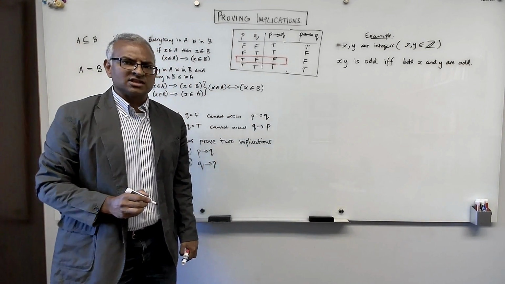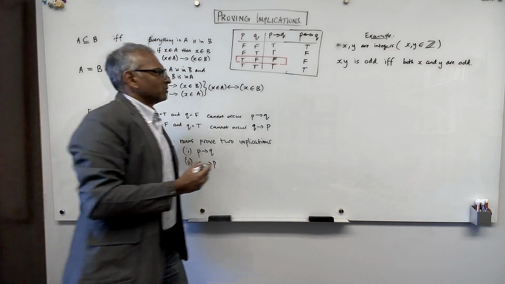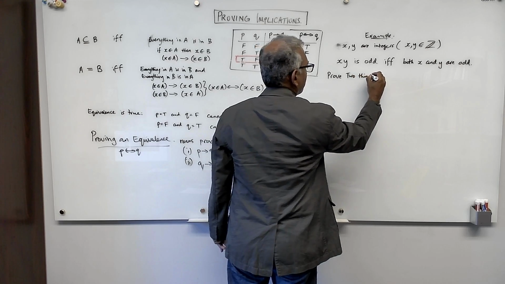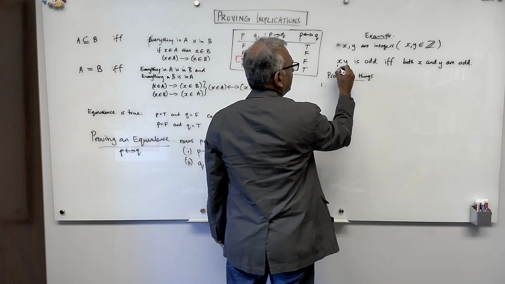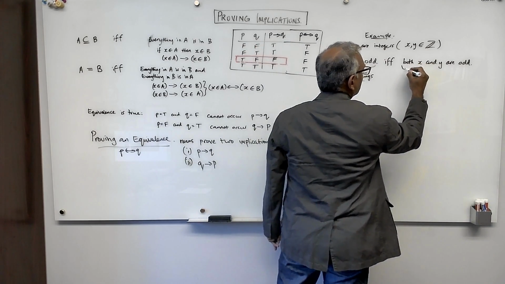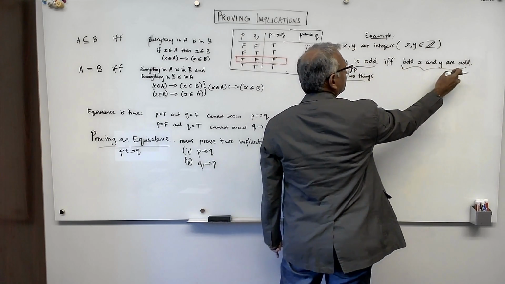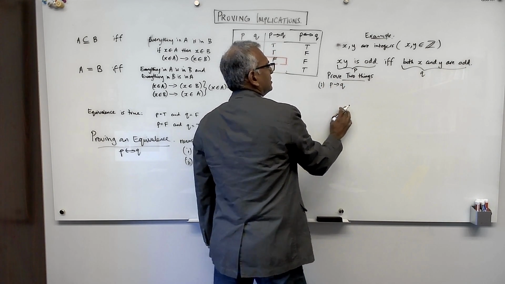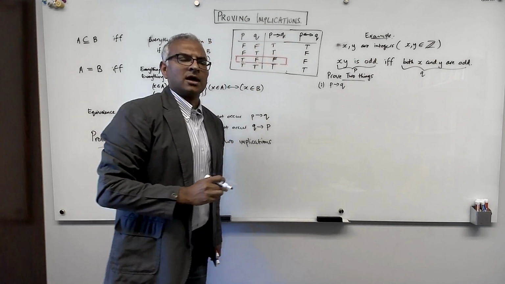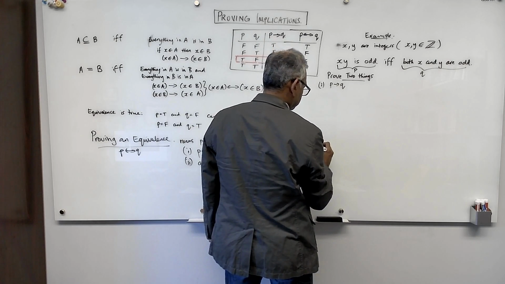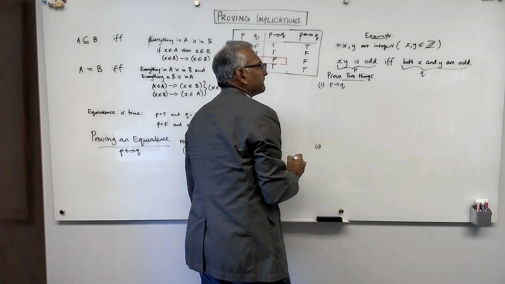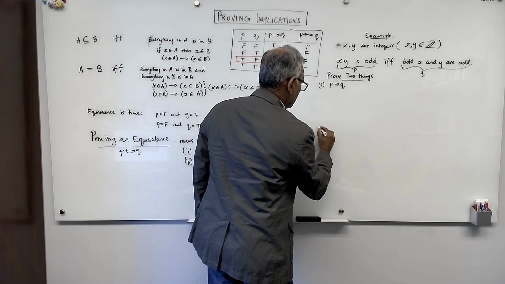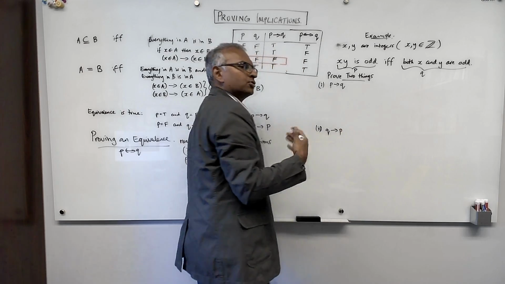Okay? Now this is an if and only if, it's an equivalence. So to prove it, we have to prove two implications. So we have to prove two things. One, if xy is odd, that's P, and both x and y are odd, that's Q. So we have to prove P implies Q. So that means that xy is odd implies x and y are odd. And we have to prove that Q implies P. So these are two separate implications.